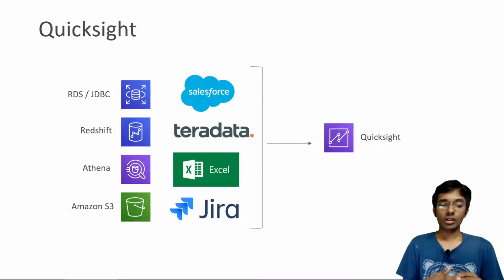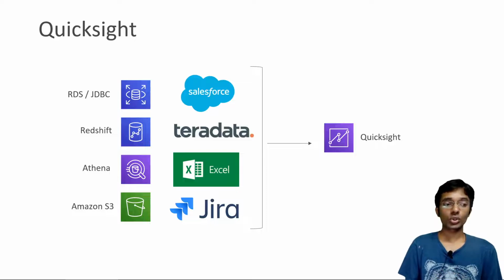Okay, now let's talk about QuickSight. QuickSight does have an integration with so many different services because it's a dashboarding tool that's going to be a bit more technology agnostic. So you can read from RDS or any JDBC database, Redshift, Athena, and Amazon S3. But you can also get data from third-party sources such as Salesforce, Teradata, Excel, and Jira. So it makes it a very versatile tool based on the type of data sources you want to analyze.